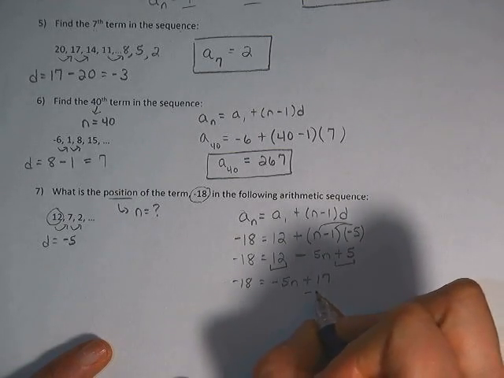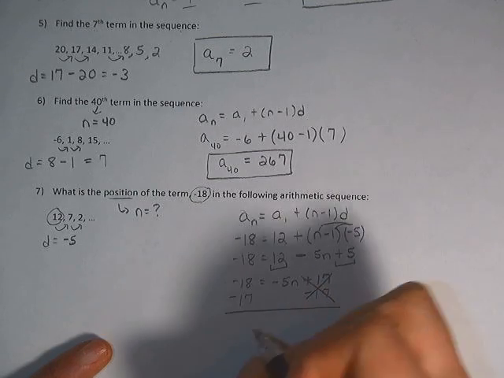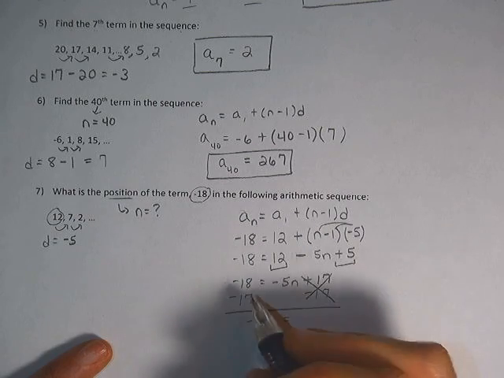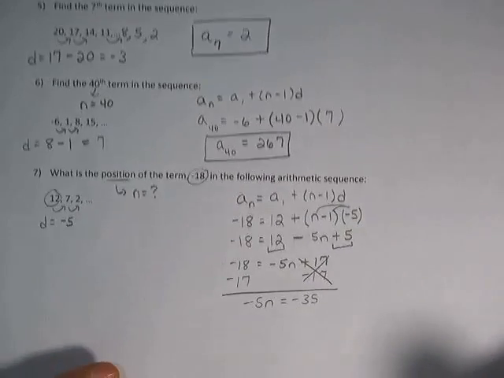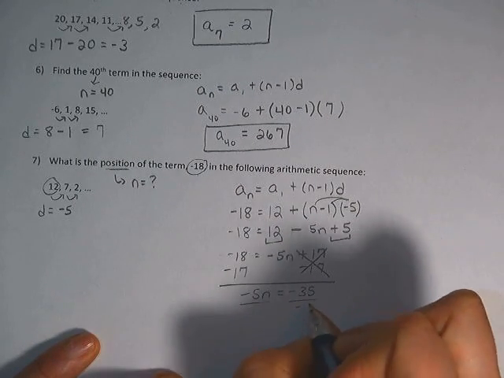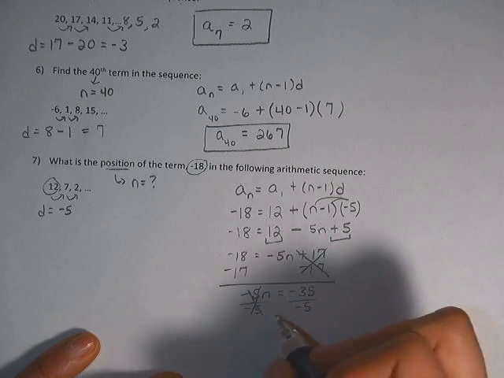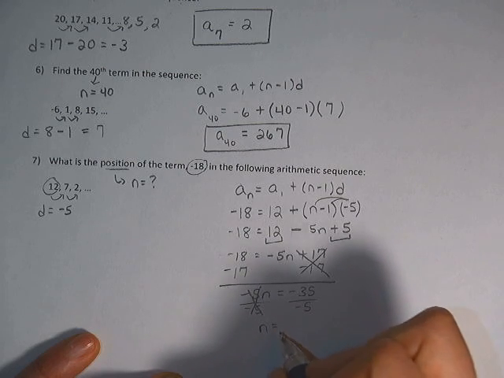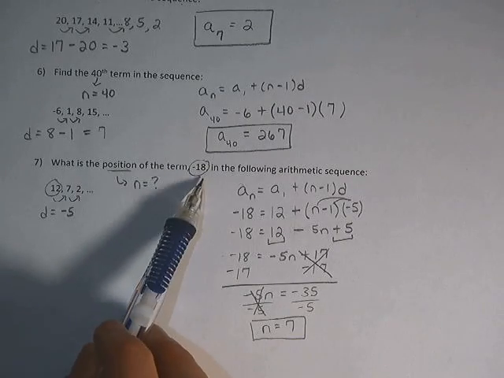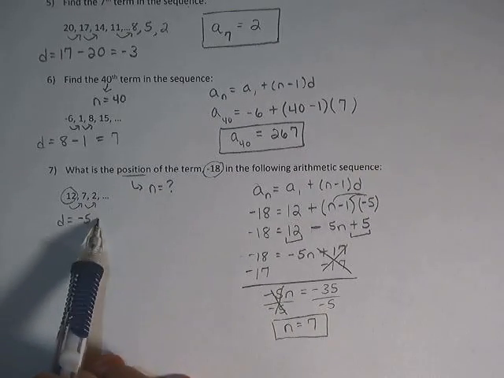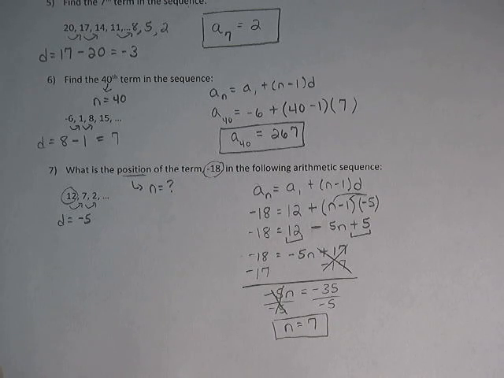So to solve this, I've got to subtract my 17 from both sides so that I can get my n by itself. So then I end up having negative 5n equals negative 18 minus 17, which is negative 35. And then all I have to do is divide by negative 5, because this is negative 5 times n. So I have to divide by it to get it by itself, and then I get 7. So the position of this term, in other words, if I actually wrote this sequence out, this would technically be the 7th term in that sequence.